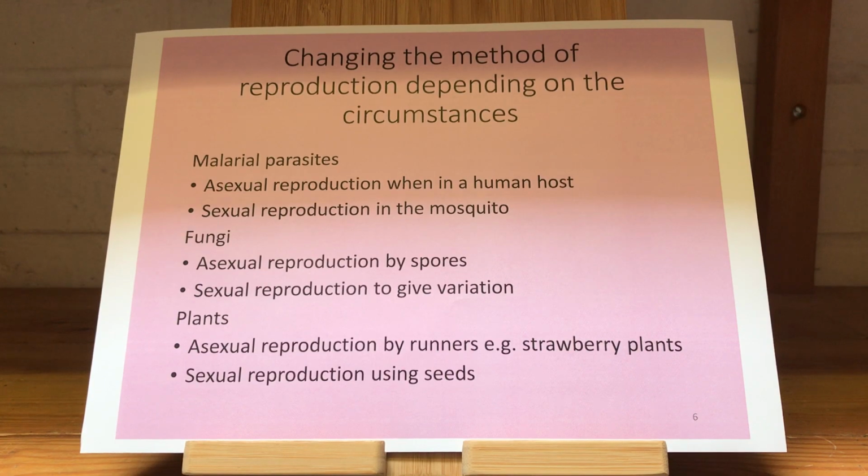Fungi, fungal spores, they can use asexual reproduction using those fungal spores, and sexual reproduction gives variation. Plants, we've got the strawberry plant, which doesn't produce any flowers. It's got runners, so uses asexual reproduction, again like the spider plant, and yet you can also use sexual reproduction using seeds. That gives us our different examples.